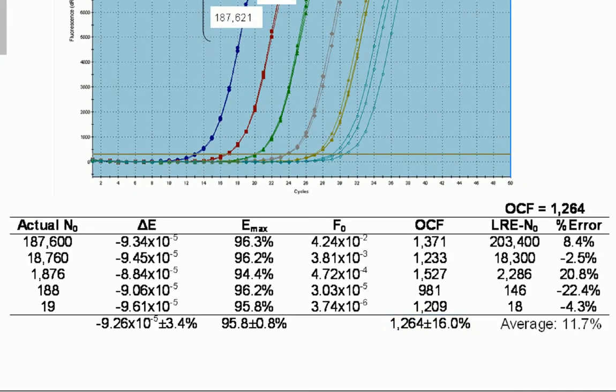The quantitative accuracy of LRE can be further examined by using the average OCF to convert each respective F0 value into the predicted number of target molecules. When compared to the actual number of target molecules, this generates an average error of 11.7%.